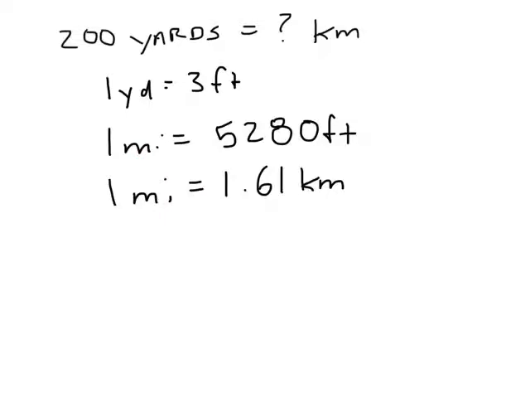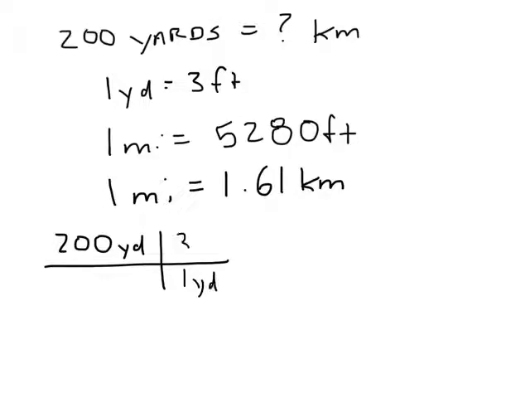So now I'm going to set this up. I'm going to put my given in my first box. And I'm going to take the conversion factor that uses yards, my current unit. I'm going to set that up with yards on the bottom, 3 feet on the top, so that my yards can cancel. I'm not going to do any calculations at this step. I'm just going to get everything set up, calculate at the end. I've got feet now. If I were to stop, it would tell me how many feet are in 200 yards. I don't want that. I want kilometers.